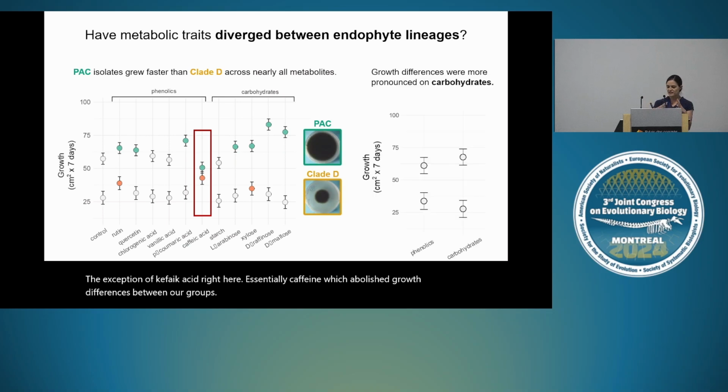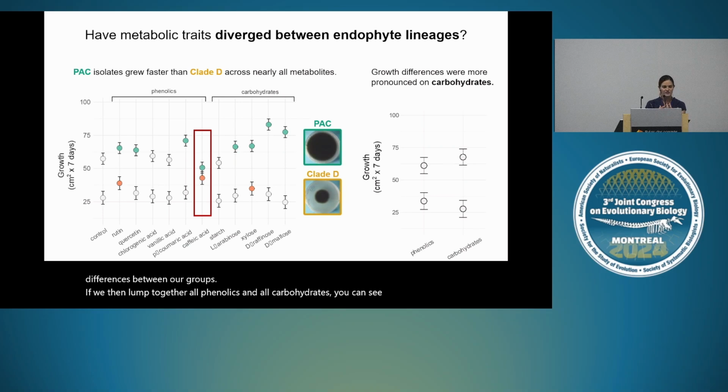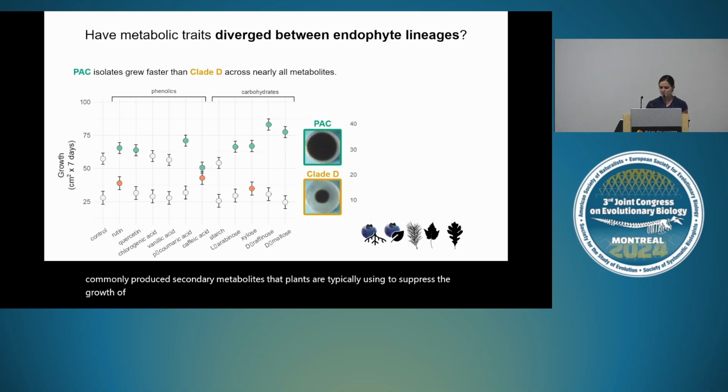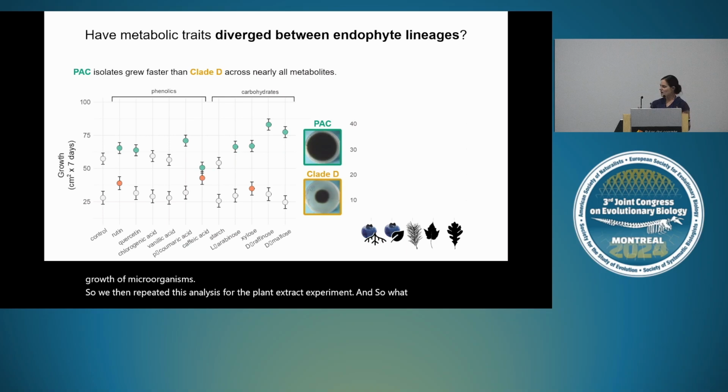If we then lump together all phenolics and all carbohydrates, you can see that growth differences between our lineages were significantly greater on carbohydrates than they were on phenolics. And something that was counter to what we expected is that phenolics were not growth inhibitory in this particular experiment, which was surprising to us because they're commonly produced secondary metabolites that plants are typically using to suppress the growth of microorganisms.